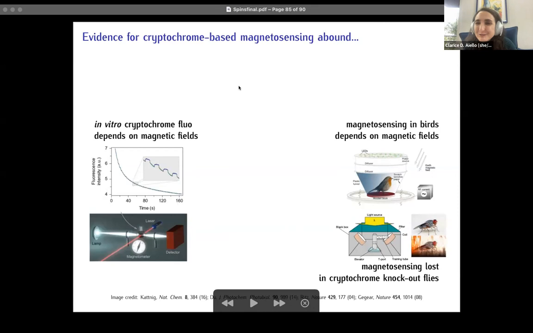However, the next step of evidence goes from proteins in solution to big organisms, right? Birds and flies that respond to magnetic fields in a way that is consistent with this type of spin-dependent chemical reaction happening under the hood. For example, during migration season, people catch birds and they want to see which way the bird wants to go out of the cage, and then they mess with the magnetic fields. The birds want to go out through another direction. There are similar experiments with flies and so forth.